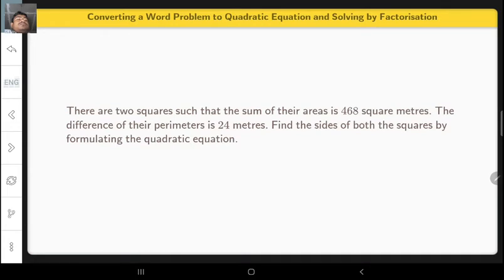Let's solve this word problem. There are two squares such that the sum of their areas is 468 square meters. The difference of their perimeters is 24 meters. Find the sides of both the squares by formulating the quadratic equation.